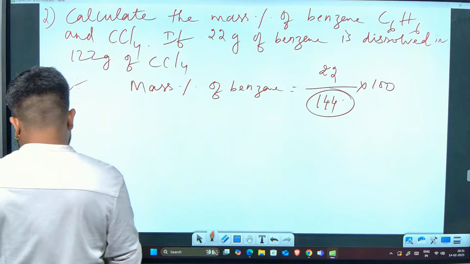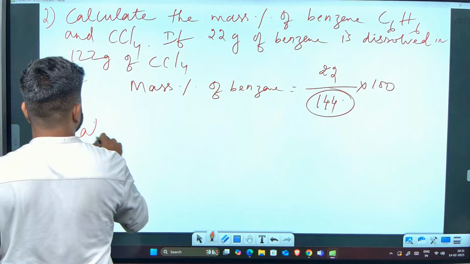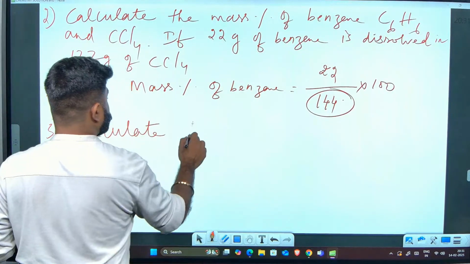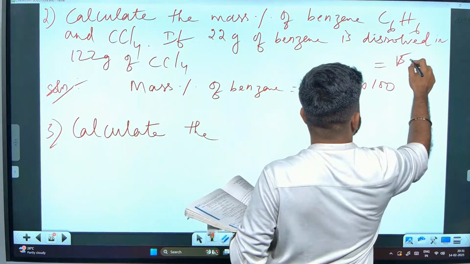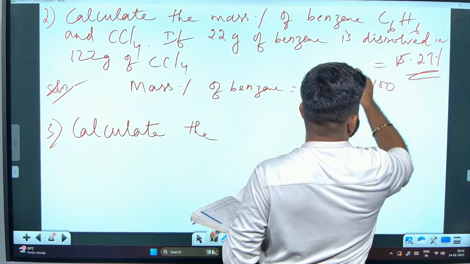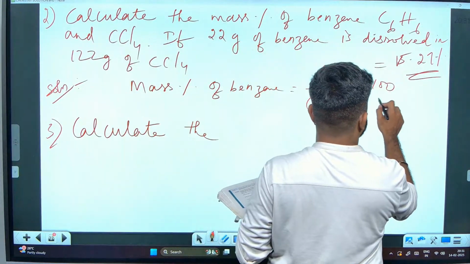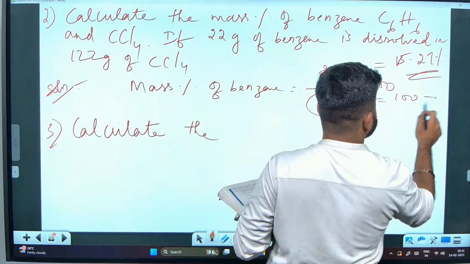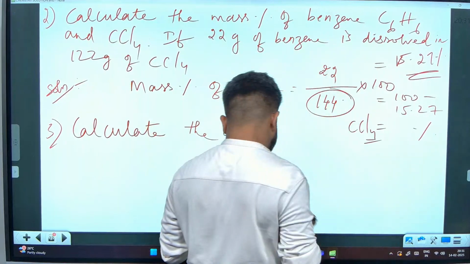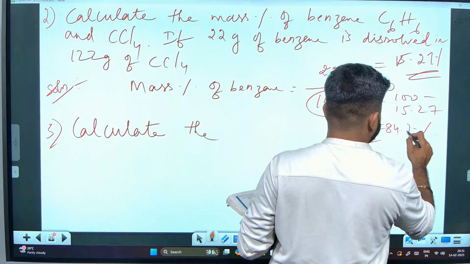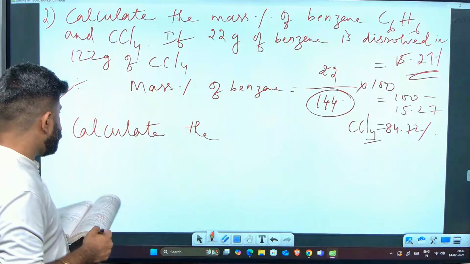Okay, next question. Let me write the answer of the previous question, if anybody has not got it: 15.27% for benzene. So 100 minus 15.27 gives the percentage of CCl4, which is 84.72. That is the answer of the previous question.